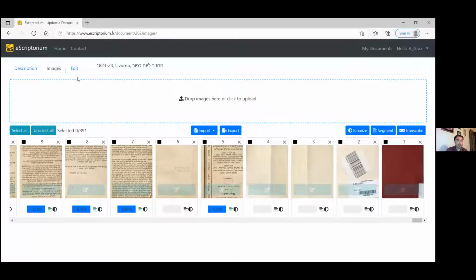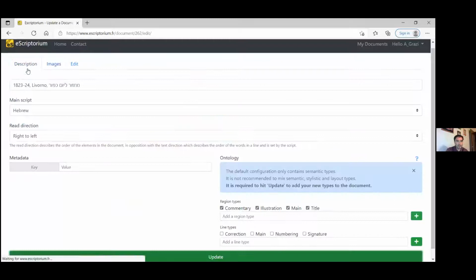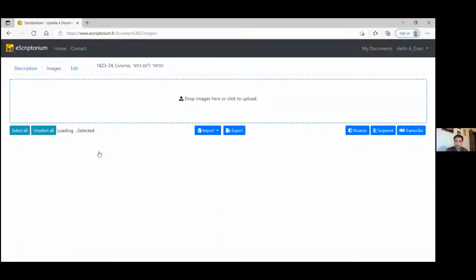You see here, you have just the images. Here you can click on the description, where of course you can insert all the metadata, the meta information concerning your text. This is up to you. One can put the title, the main script, the direction, right to left in this case, and add a lot more information here on the side. So let's go back to the images.